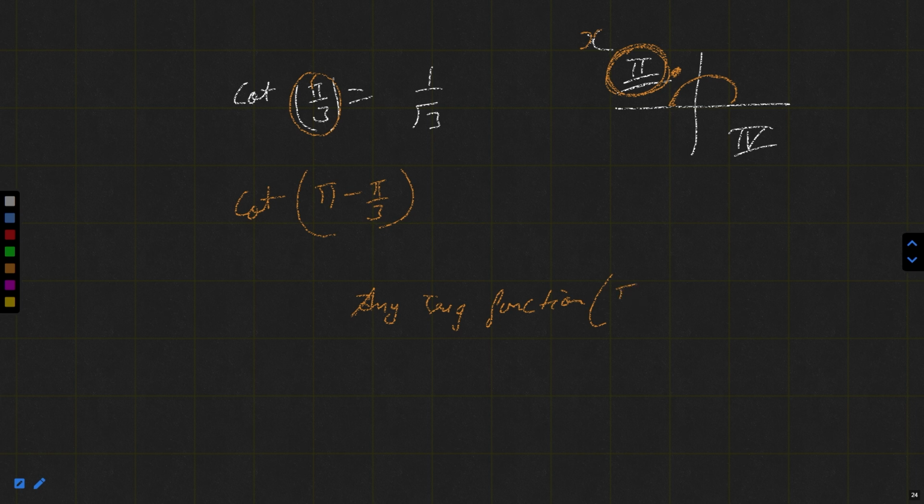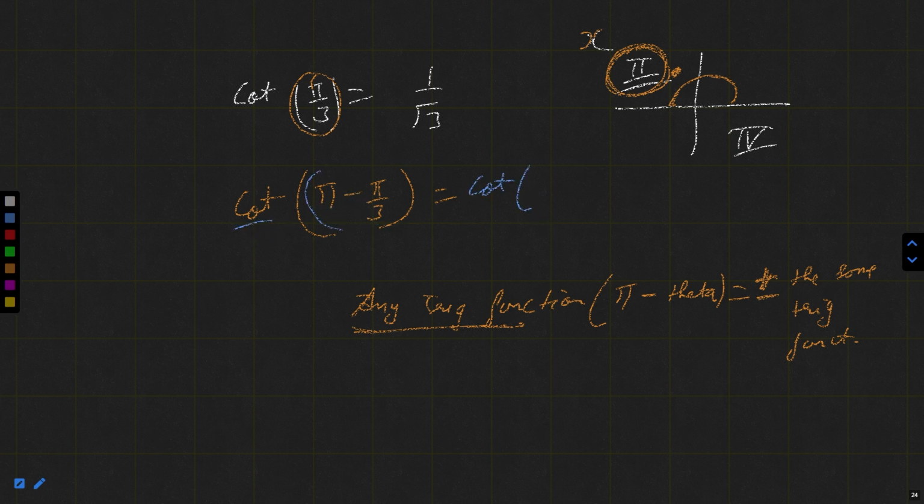Now we know that for any trig function, pi minus theta will be either plus or minus, depending on what function we are taking. But whatever function we are using, any trig function is equal to plus or minus the same trigonometric function. So this remains as cot.